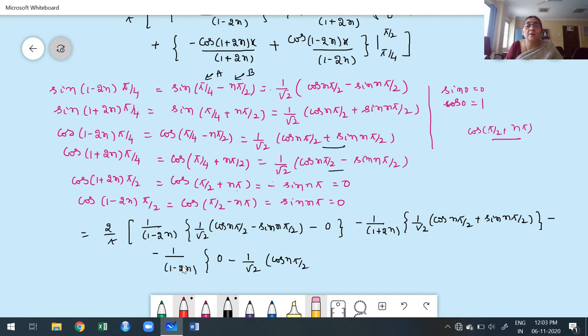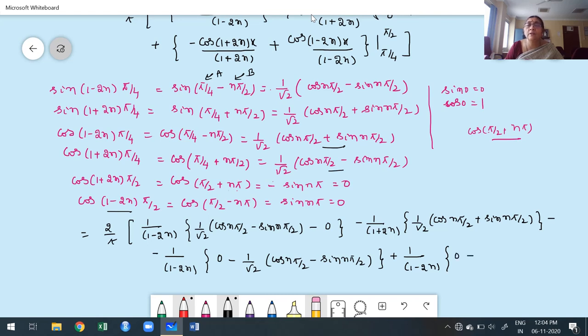Cos of a plus b is nothing but cos a cos b minus sin a sin b. Cos of n pi by 2 minus sine of n pi by 2. Close the bracket. Now here, plus 1 by 1 minus 2n into upper limit. What is my upper limit? Upper limit is pi by 2. What is cos of 1 minus 2n into pi by 2? It is 0.